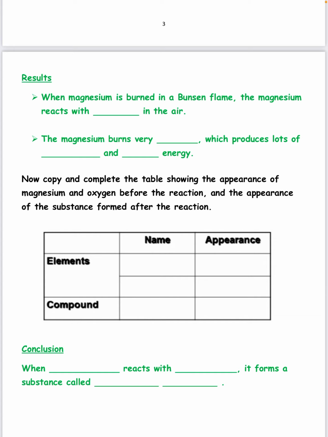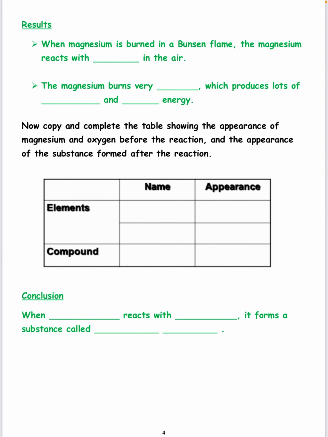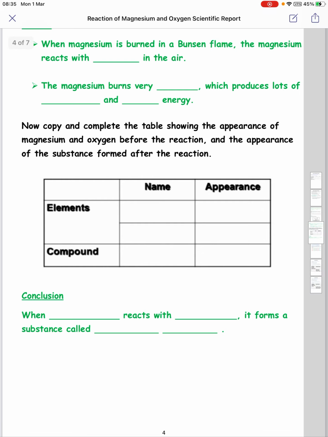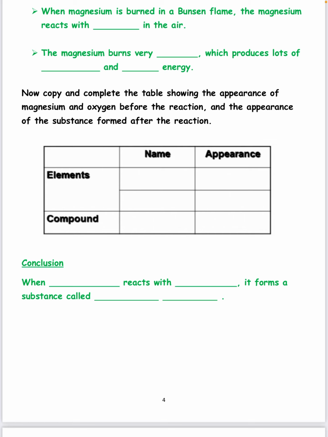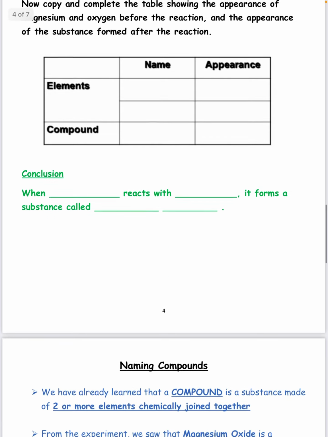Okay, so now complete the table. This tells us what happens. So if you look at this table here, you've got elements, what the name of the elements are and what their appearance is like, and then the name of the compound and what its appearance is like. So you're thinking about what it makes at the end of the video. And I'll talk about naming the compound in just a second. So you're going to put in oxygen, magnesium, and the appearance of what they're like before, and then the name of the compound and the appearance of what it's like after. And then your conclusion: when something reacts with something, it forms a substance called something.